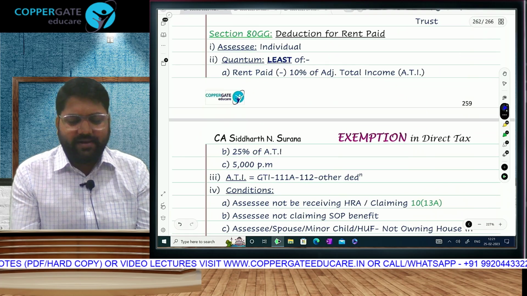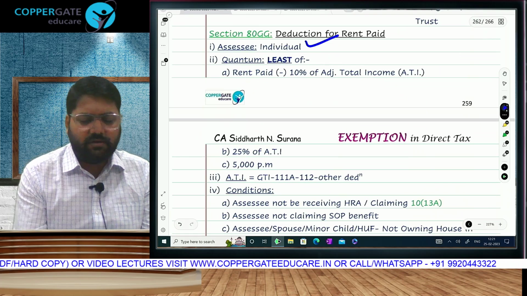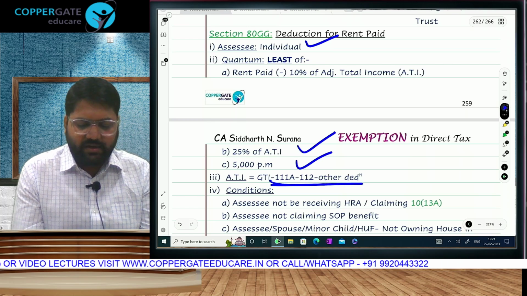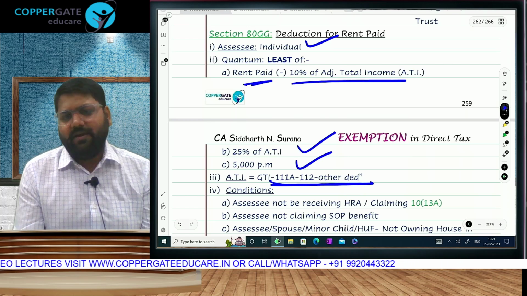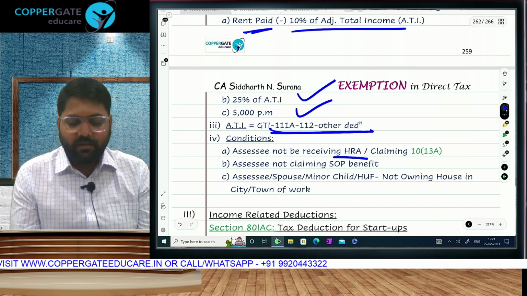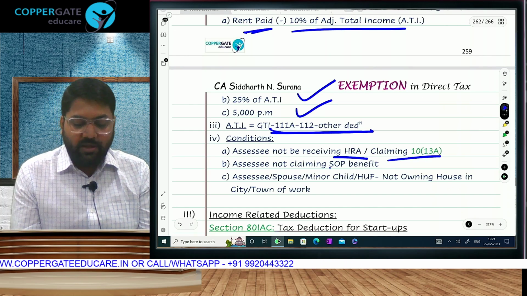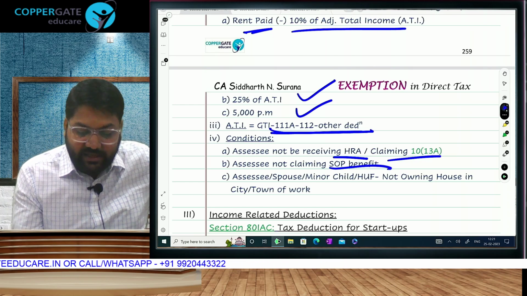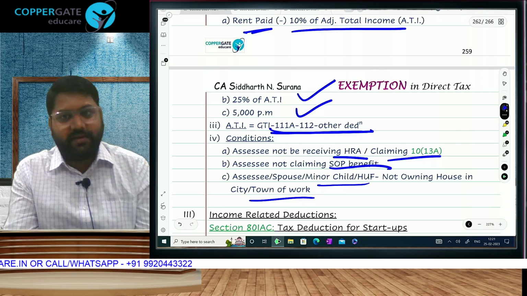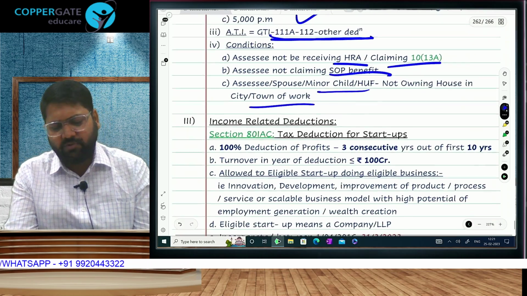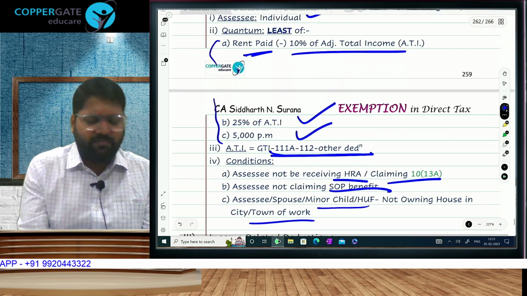If you are paying rent, then as an individual, we will give you deduction of least of the following: 5,000 per month, 25% of your adjusted total income, same calculation, and rent paid minus 10% of adjusted total income. But conditions: you should not be getting HRA, you should not be claiming 10(13A), you should not be having house in some other city where you are claiming SOP benefit, and in the city in which you are living, your spouse or minor child should not be having, or your HUF or yourself should not be having any house, subject to these conditions, which is also very lower amount, so not very important.